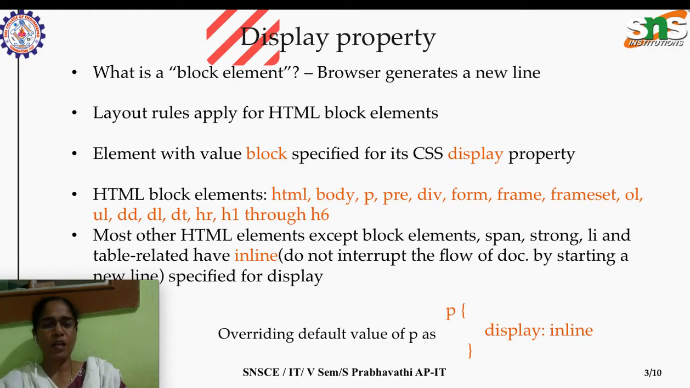Some examples of block elements are given here: HTML, body, paragraph, preformatted text, division, form, frameset, and lists, ordered and unordered lists, then headings h1 through h6. So these are some of the block elements. What does it mean? Automatically the browser will take these elements onto a new line. By default these elements have the display property as block. CSS has the default value for these elements as block.